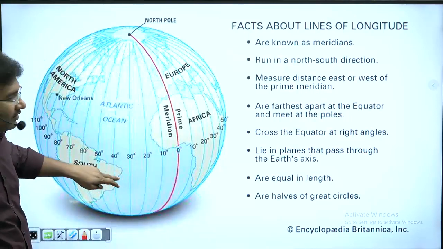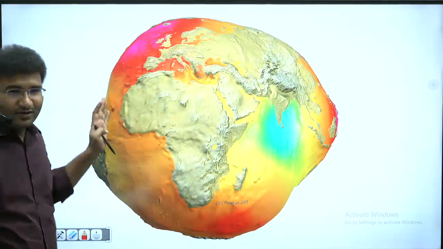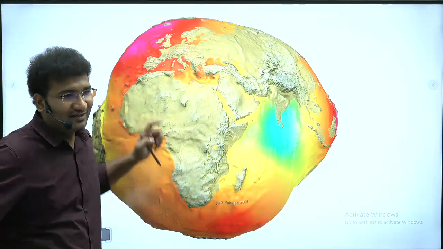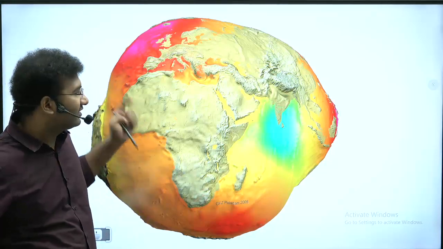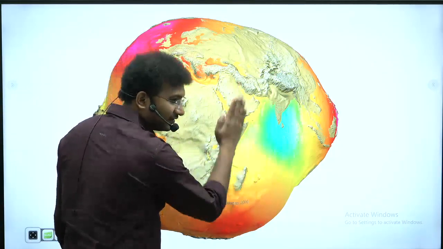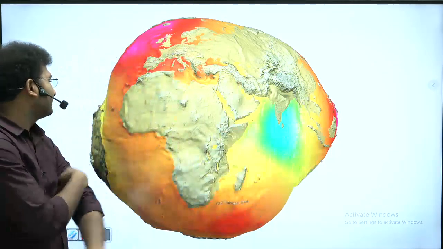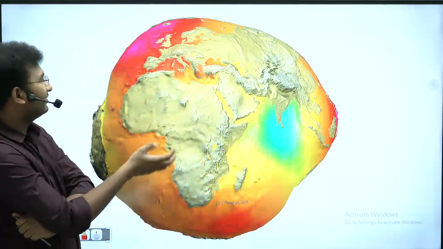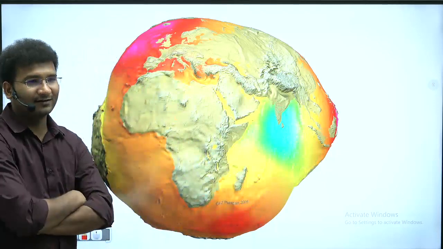Done? Okay. Now look here, this is actually the shape of the earth. The literal shape of the earth is this. This is the satellite based mapping. और ये जो blue color दिख रहा है ना, ये depression है. ठीक है? Indian Ocean. कहीं जगह bulge है, कहीं bulge नहीं है. Irregular shape of the earth.